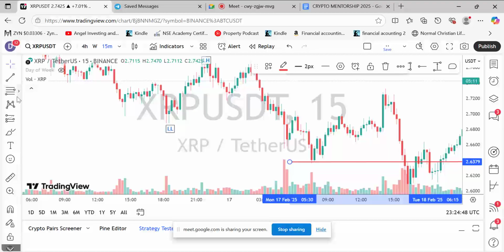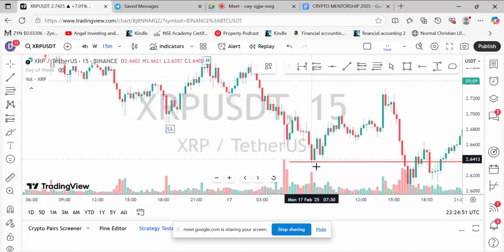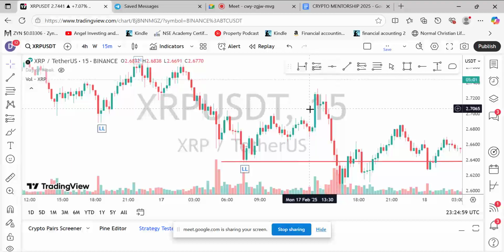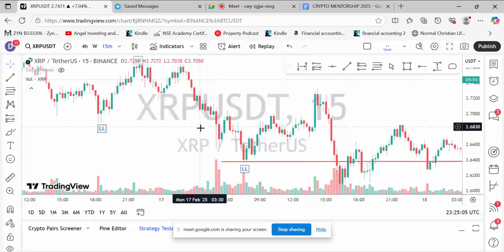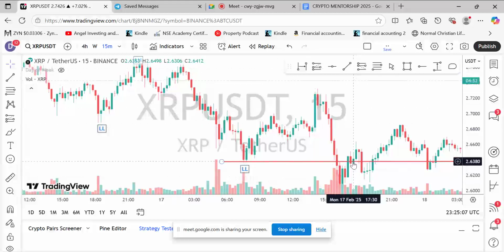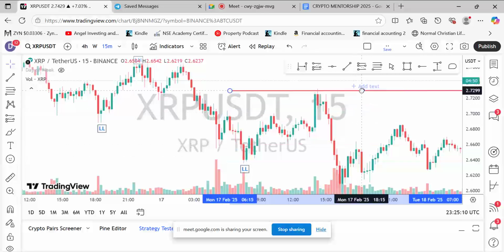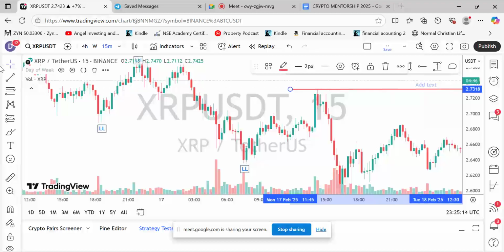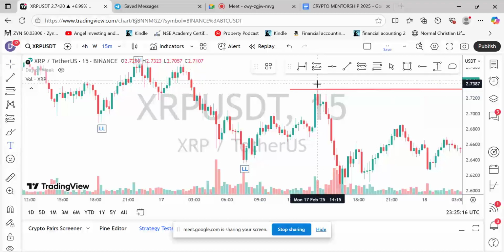Okay, and then we'll label it lower low. Now we'll check where our last lower high is. The last lower high, the market reached here. Remember, it's not more than the last one here. So this is our new lower high. We'll mark it. Okay, then I'll label it lower high.